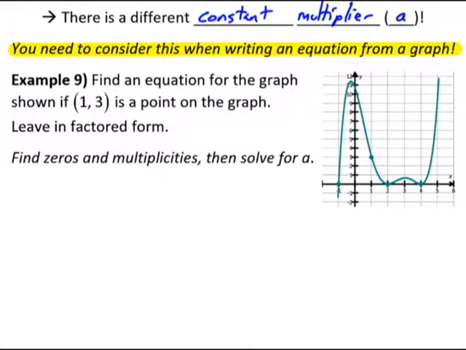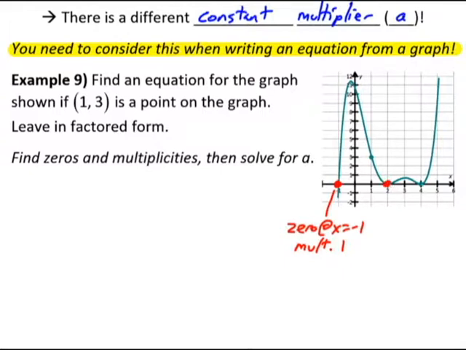When we're presented with a graph, the first thing we're going to do is identify the zeros and their multiplicities. The zeros are the x-intercepts. So there's a 0 at x equals -1. And the graph passes right through that 0. That is a linear factor that has a multiplicity of 1. And so our exponent will be 1 when we set up the equation.